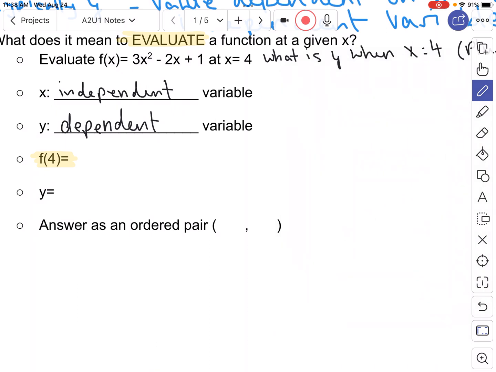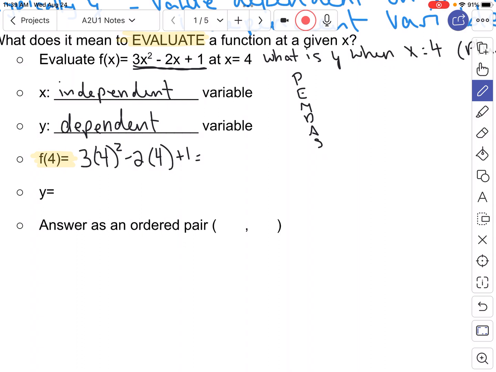So what you're going to do is take this rule right here, but every x is going to be replaced with a 4. So we'll have 3, and then 4 in parentheses, squared, minus 2, 4 in parentheses, plus 1. So we've just replaced all x's with 4. Now we're going to use order of operations. Remember, that's PEMDAS, to evaluate what this is going to equal.